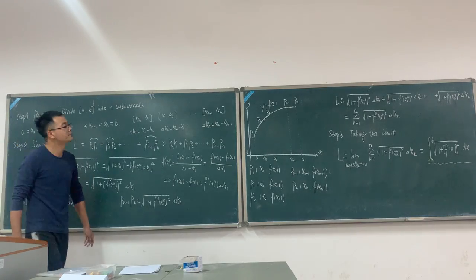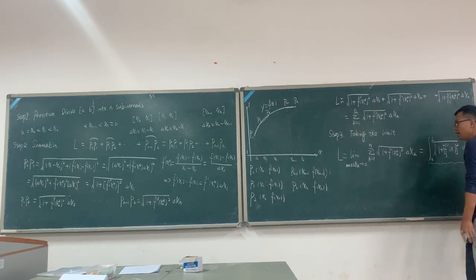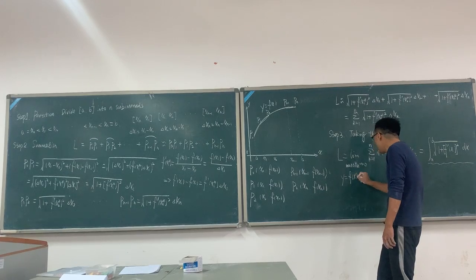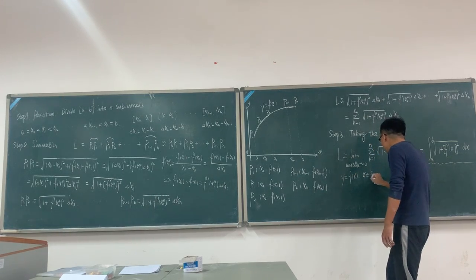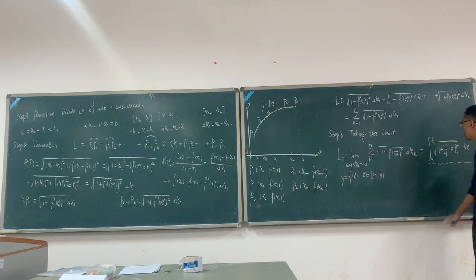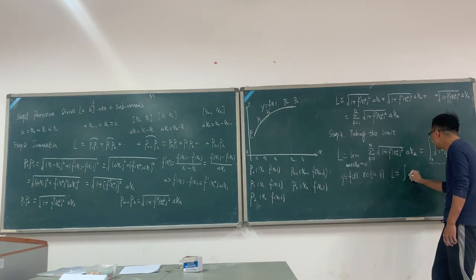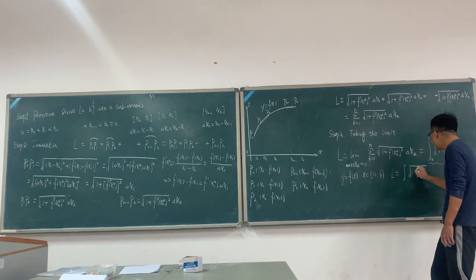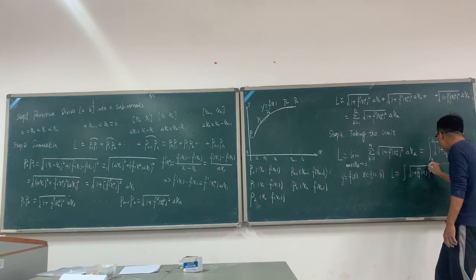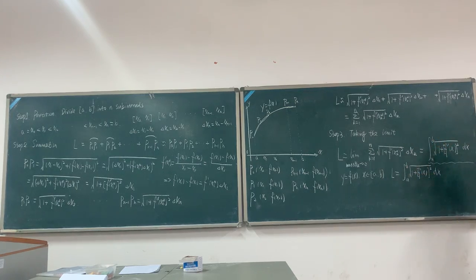So here, this is y equals f(x), from what? From a to b, okay. So the length equals the definite integral of the square root of 1 plus f'(x) squared dx from a to b, okay?